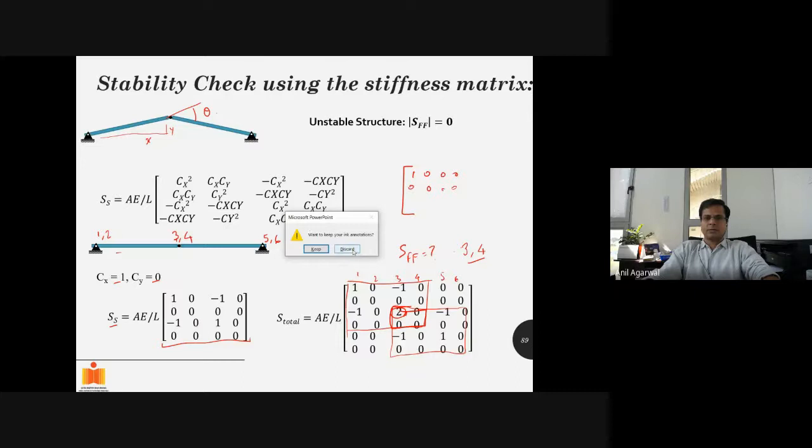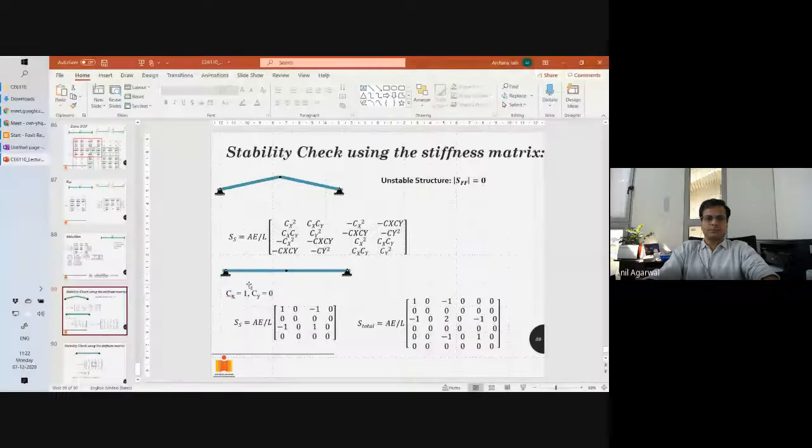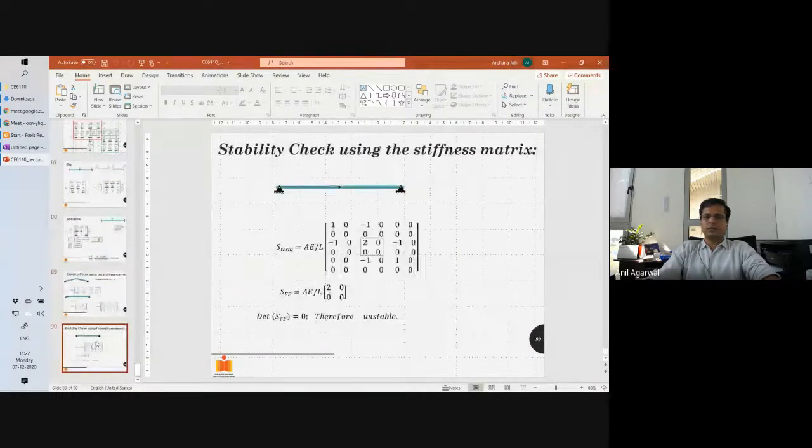Fine. Any questions? With this, we are concluding the stiffness method using matrices, and we will go on with the non-linear problems in the next class.